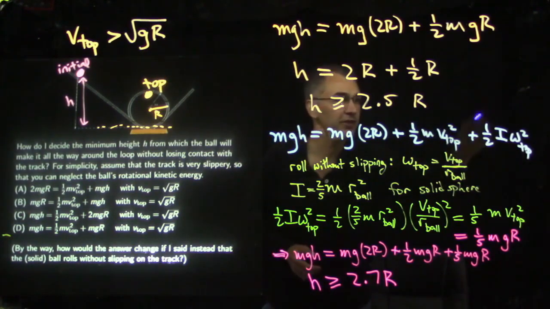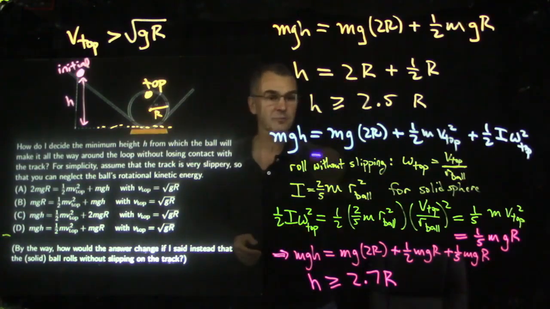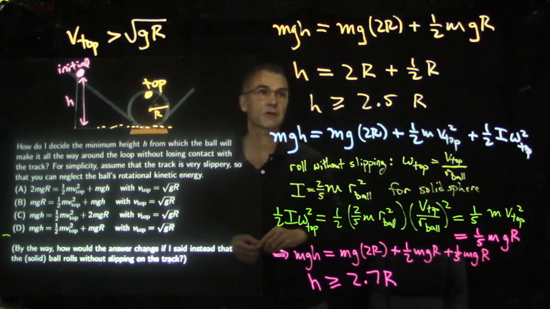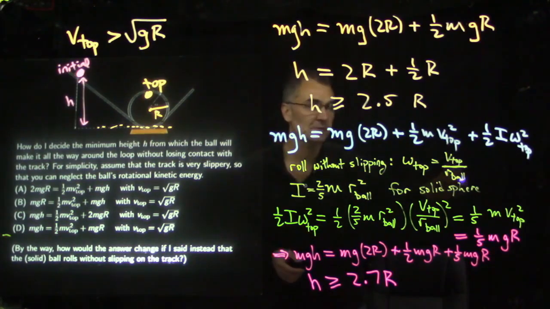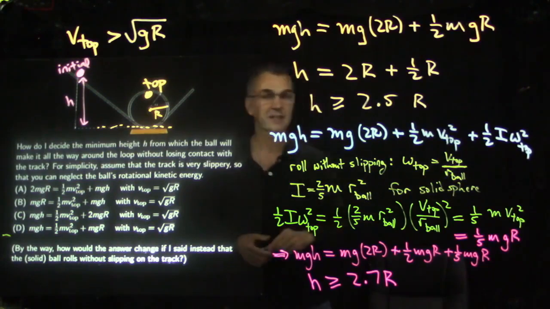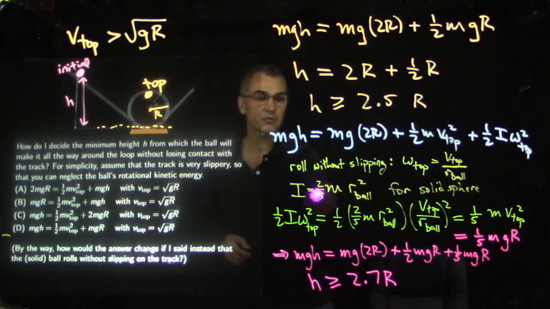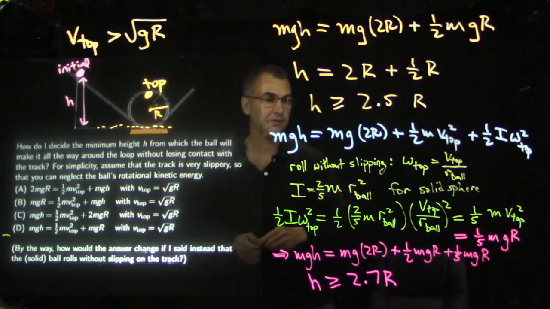But then you have this rotational kinetic energy term, 1/2 I omega top squared. If the ball is rolling without slipping, then omega top equals v top divided by this little r, we'll call that the radius of the ball. We actually aren't going to care what the radius of the ball is, it will cancel out, but we have this new variable, the radius of the ball itself. Now for a solid sphere, the rotational inertia is 2/5 times the mass of the ball times the radius of the ball squared, 2/5 m r ball squared.